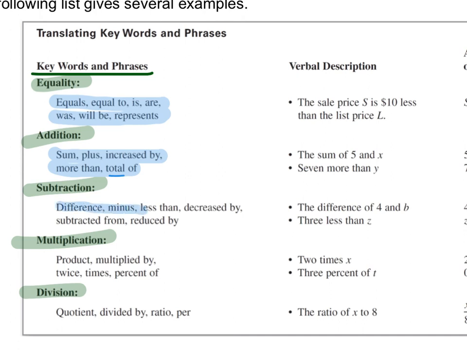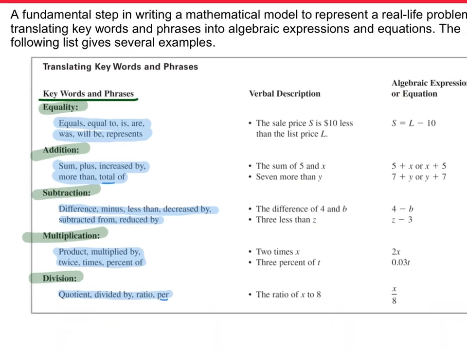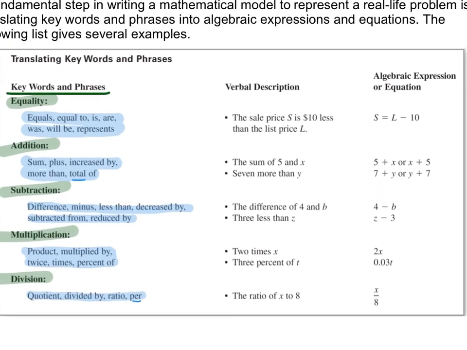Subtraction: difference, minus, less than, decreased by, subtracted from, or reduced by. Multiplication: product, multiplied by, twice, times, percent of. If you're working with percents, you can use multiplication. And then division: quotient, divided by, ratio, or per. Per is a common division as well. All right, and then it gives you some descriptions and some examples to look at.